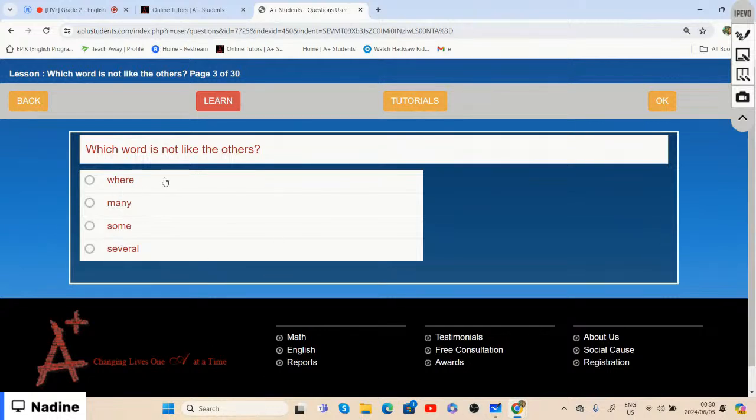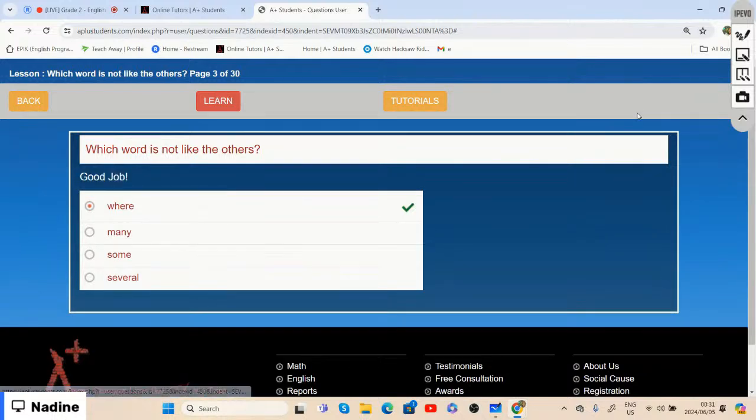All right, and if we were to identify the word that is not like the others, then yes, we will say where is not like the others, because words like many, some, and several are words that tell us how many, right? It can be many, some, several, a lot, right? But where is not part of that.